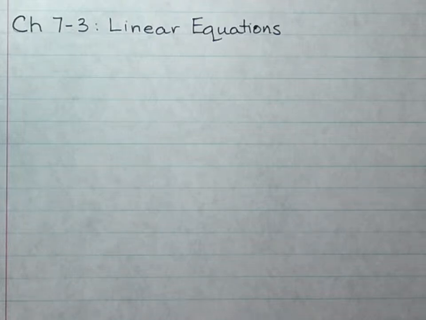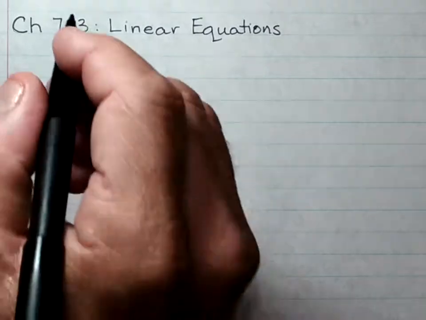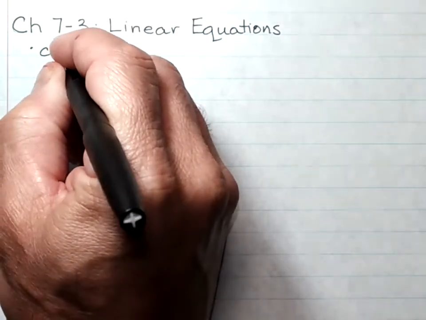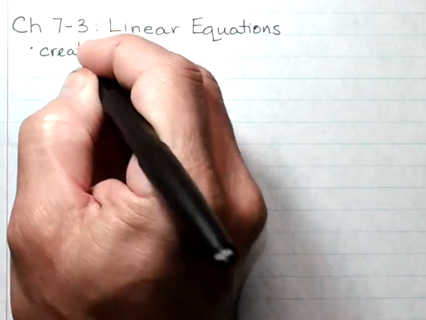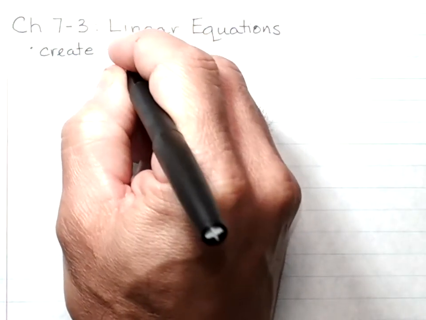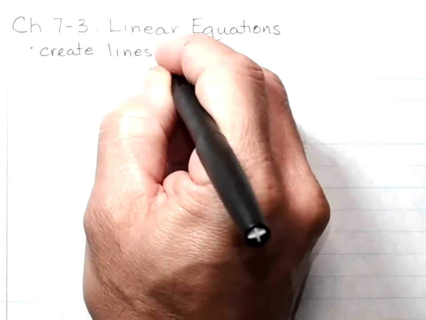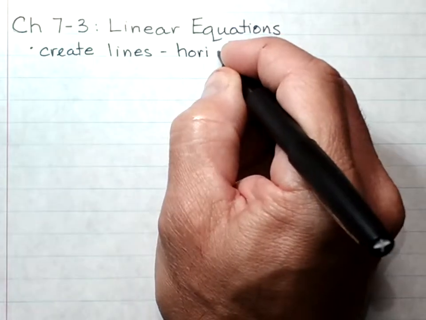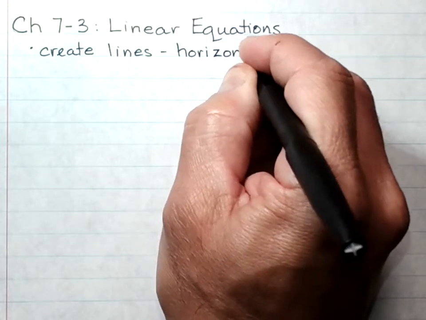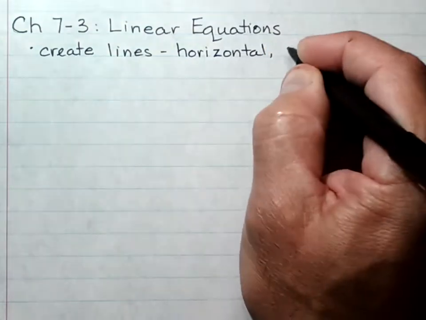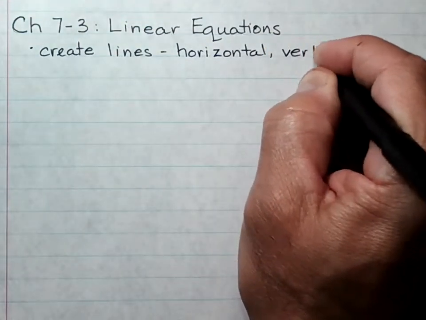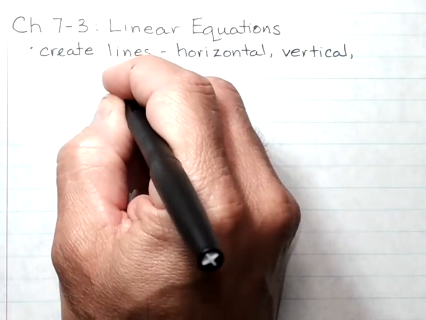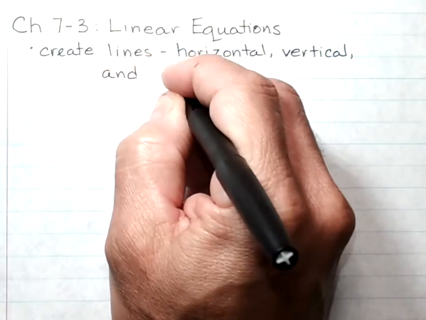Alright, this is Chapter 7, Section 3, Linear Equations. Linear equations create lines that are horizontal, vertical, and diagonal.